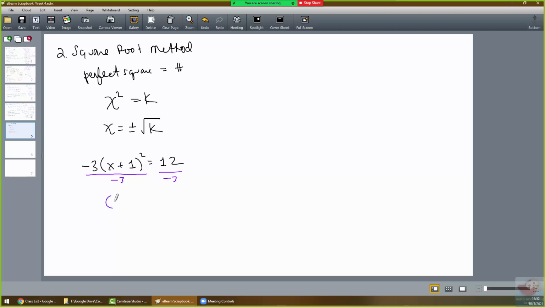So now we have a perfect square, namely x plus 1 quantity squared. And on the right, we get negative 4. So we will apply the square root property, which says take the square root of both sides, include a plus or minus. So we'll have x plus 1 is equal to plus or minus the square root of negative 4. But from section 3.1, we learned that the square root of negative 4 is the same thing as 2i.